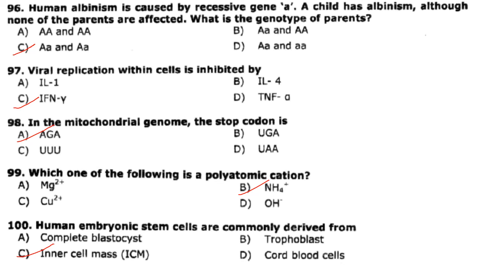Viral replication within cell is inhibited by interferon gamma. Answer is option C. In the mitochondrial genome, the stop codon is AGA. Answer is option A. Which one of the following is a polyatomic cation? So it is NH4 plus. Answer is option B. Human embryonic stem cells are commonly derived from inner cell mass, that is ICM. Answer is option C.